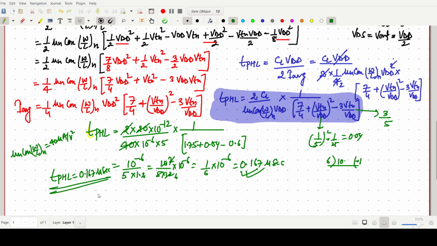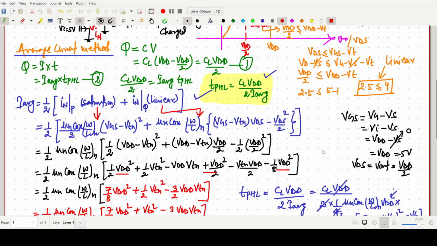And if we go for more approximation, this I value can be considered only for the saturation case. If we consider only the saturation case, we can write mu n cox w by l VGS minus VT whole square. Means I am writing this I average and I current. Here we are doing for saturation and linear both. If we take only the saturation at point P, only the saturation current.